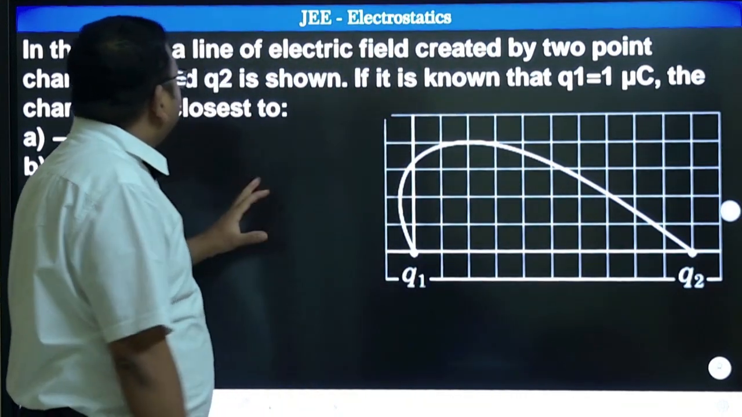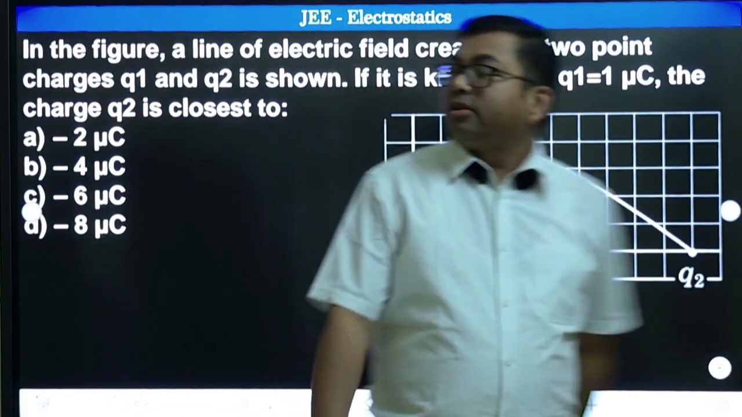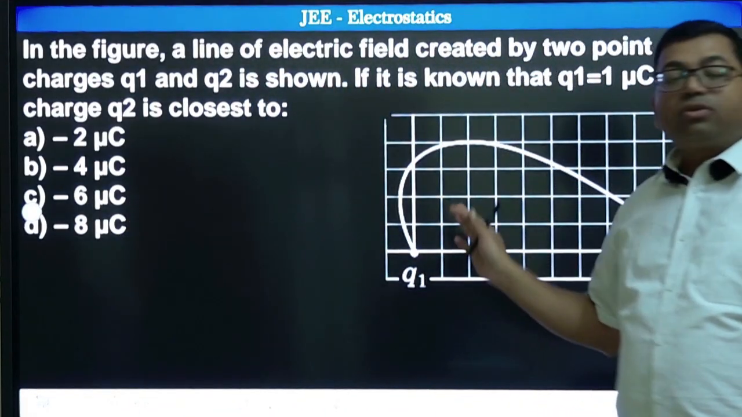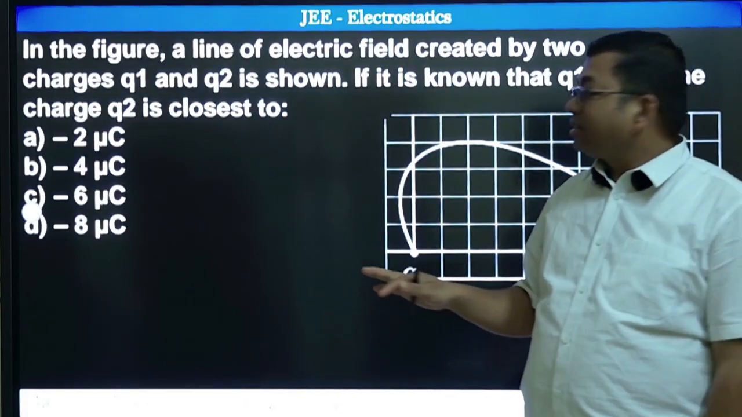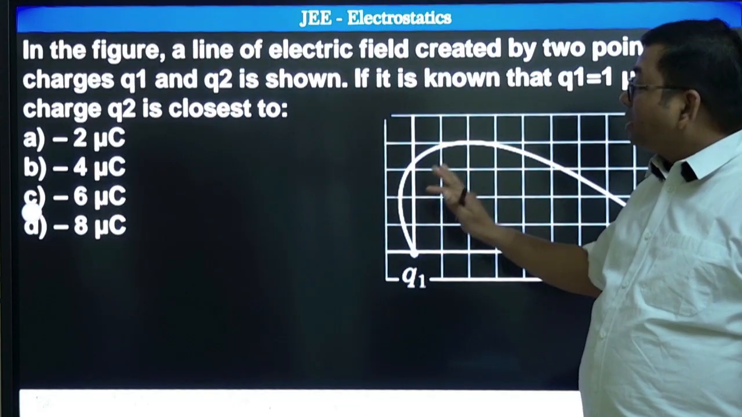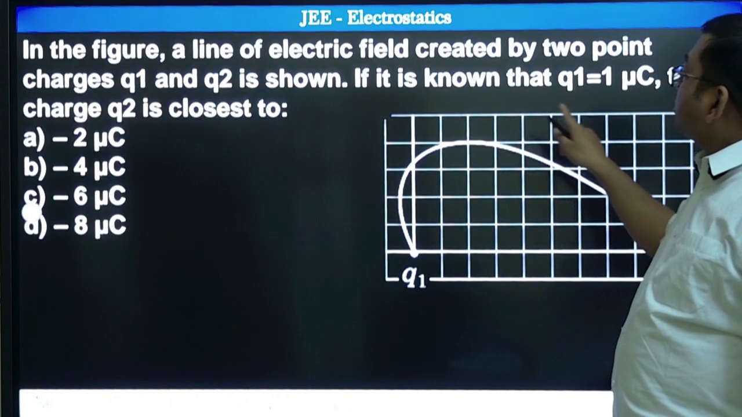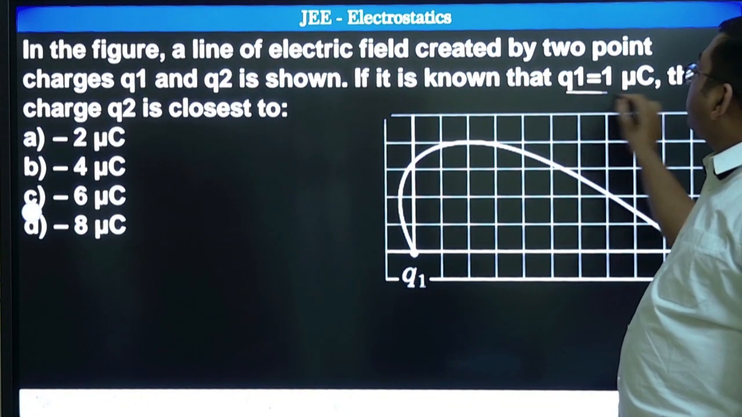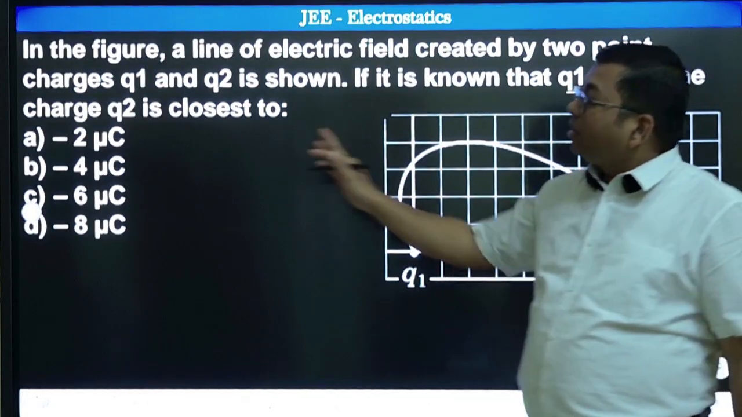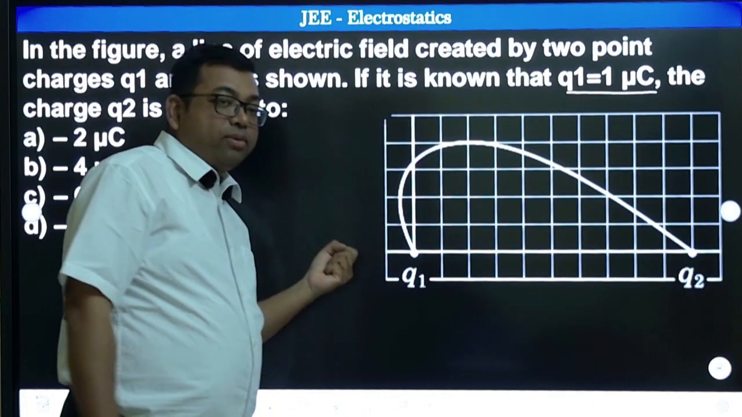In the figure, a line of electric field is created by two point charges q1 and q2. So there are 2 point charges, and this field, which you can see is curved, has been created due to 2 point charges, right? If it is known that the q1 value is 1 microcoulomb, you have to find the closest value of q2.